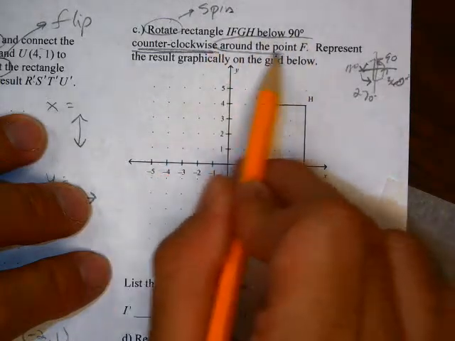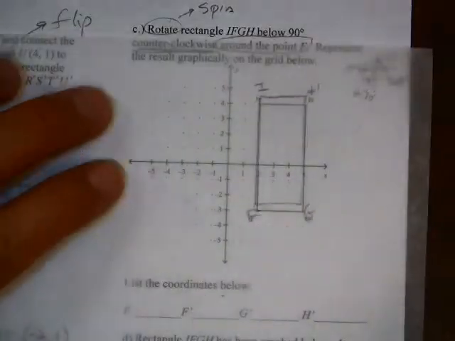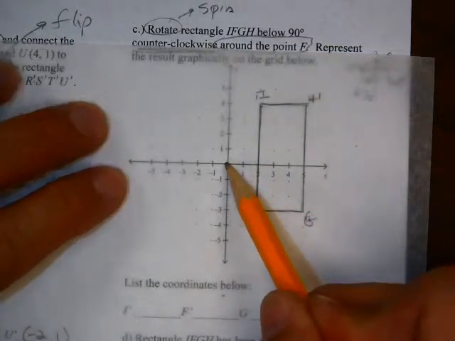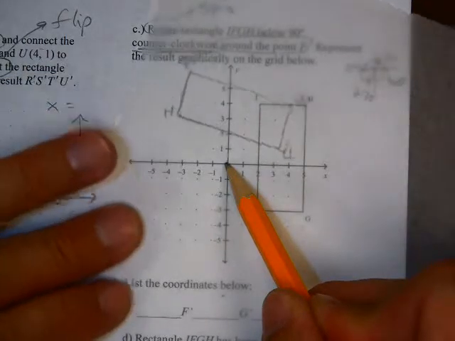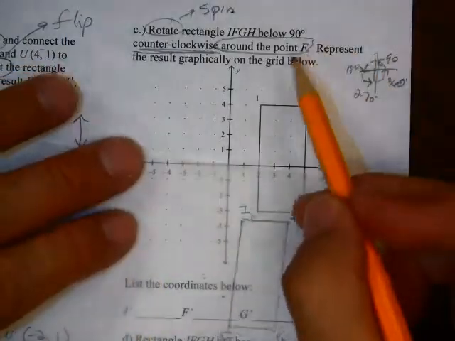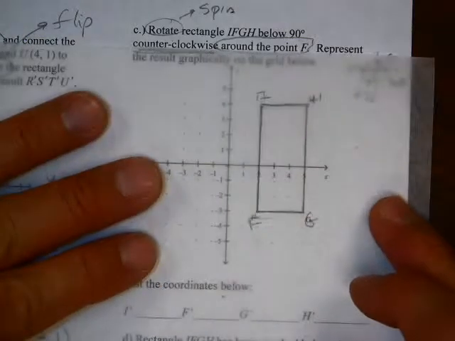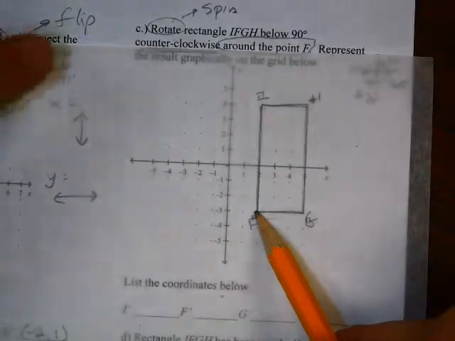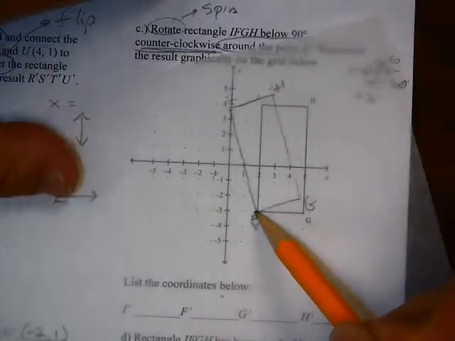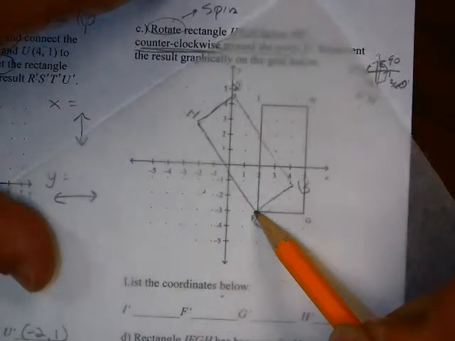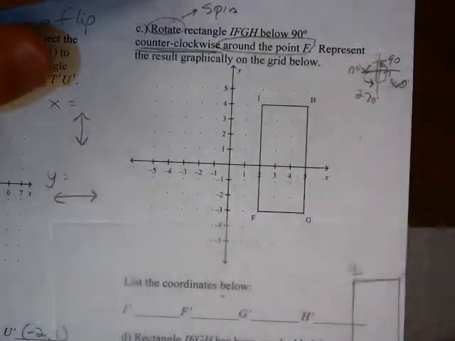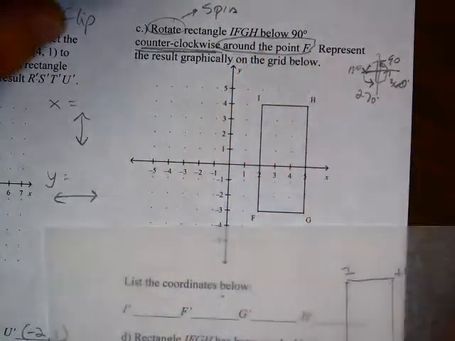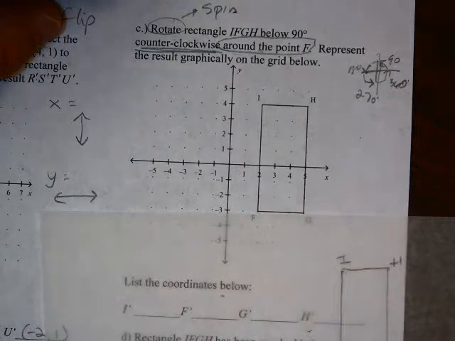Around the point F, this is huge too, because sometimes you have to rotate around the origin. This is the origin. Sometimes you have to rotate like this. So there would be a rotation. But since it says around the point F, that means when I have my rectangle here, my pencil, to help using the tracing paper to see it, is rotating around point F like that. That's the rotation we want in this problem. So when you get these rotation problems, pay close attention to where they're saying around. Here it's around point F, so we're rotating around this corner.